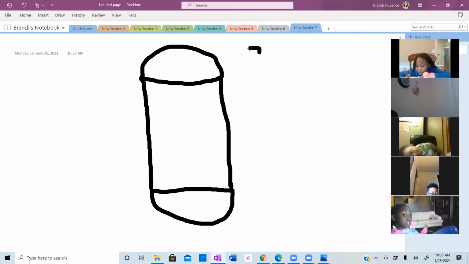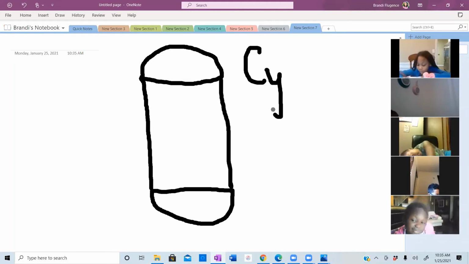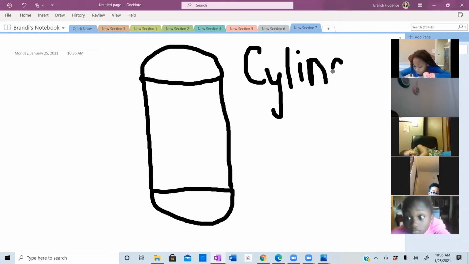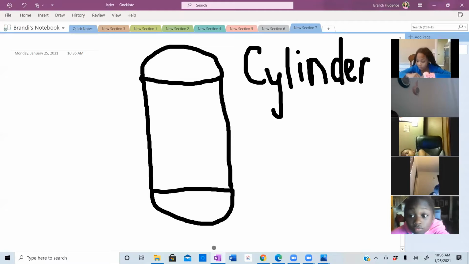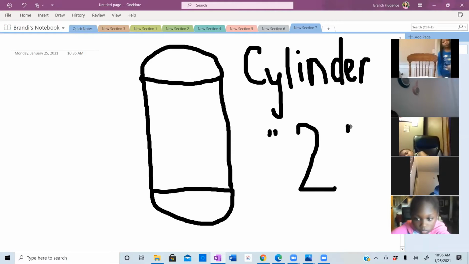So cylinder, C-Y-L-I-N-D-E-R. Cylinder. It has 2. Well, I was getting to that, but yes, it does. It has 2 faces. That top and that bottom. That's the faces. Hold on, let me spell cylinder. It's perfect. It's beautiful.